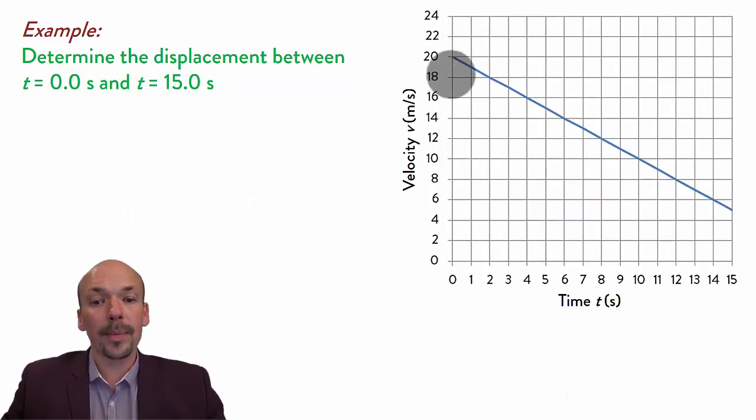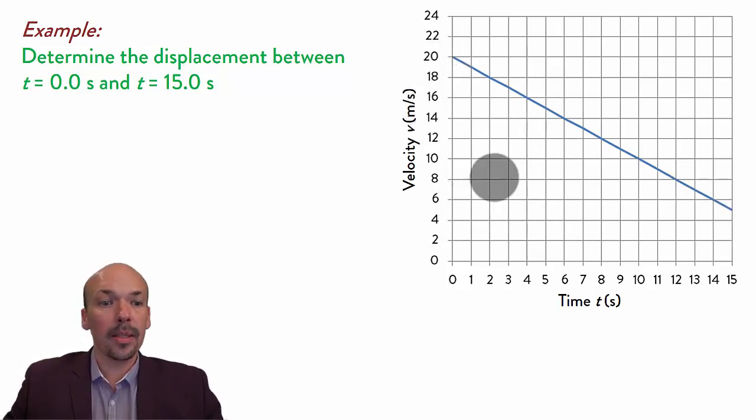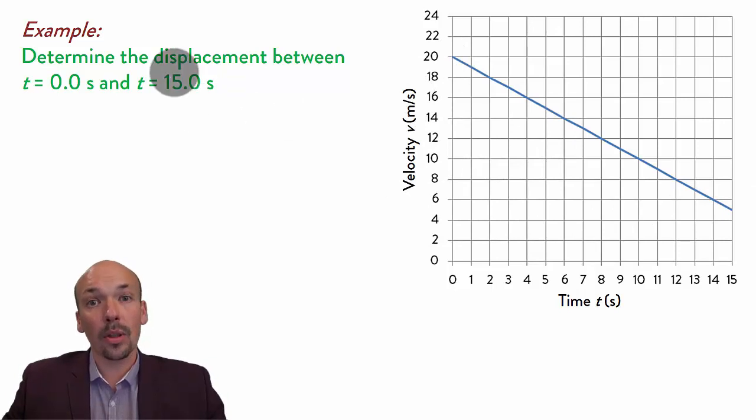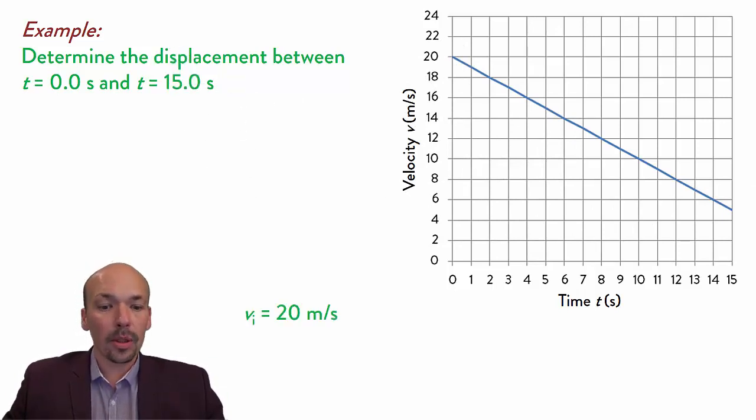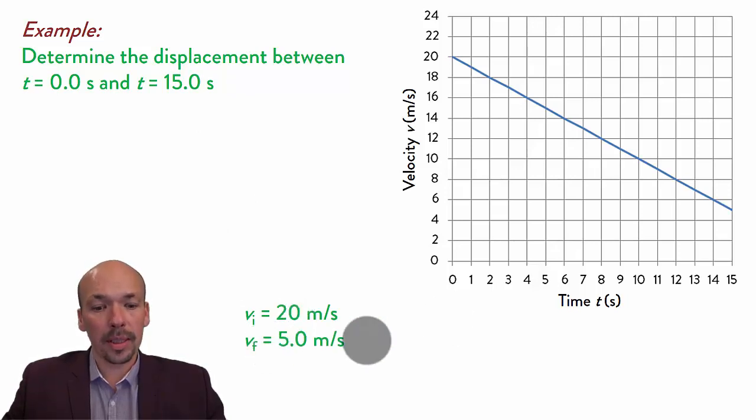The same can be done with this movement. As you can see now, the velocity is decreasing, and it's decreasing at a constant rate. So we have a constant deceleration. It starts at 20 meters per second and ends at 5 meters per second, and again we have to determine the displacement. First we get the initial velocity, which is 20 meters per second. The final velocity is 5 meters per second, and we have the time, which goes from 0 to 15, so that's 15 seconds.